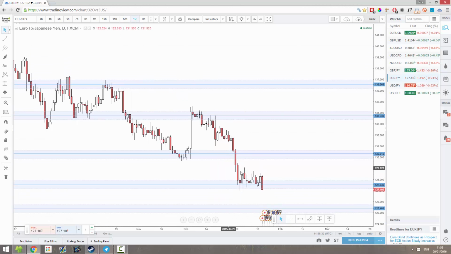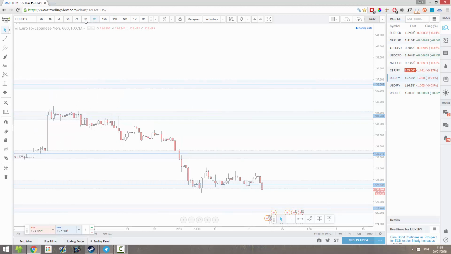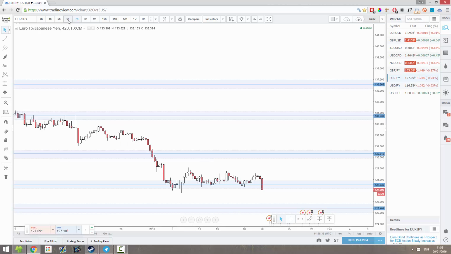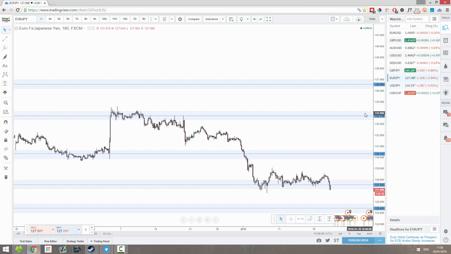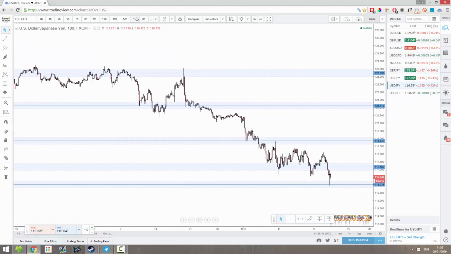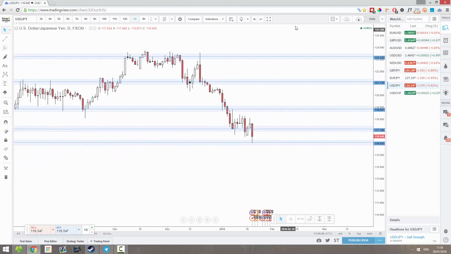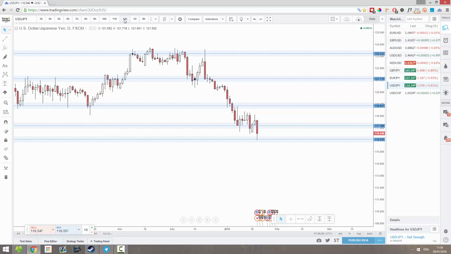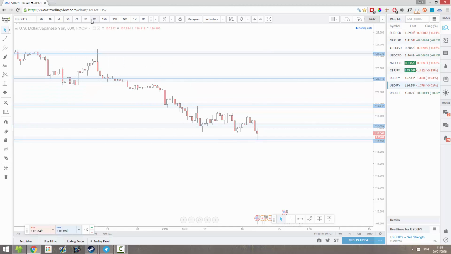Euro JPY, it's just stuck on this support area. There's nothing to trade here, but it doesn't matter. I'm going to go through each and every time frame anyway. But yeah, nothing worth trading here. USD JPY, let's look at what's up with that. Nothing really much going on.